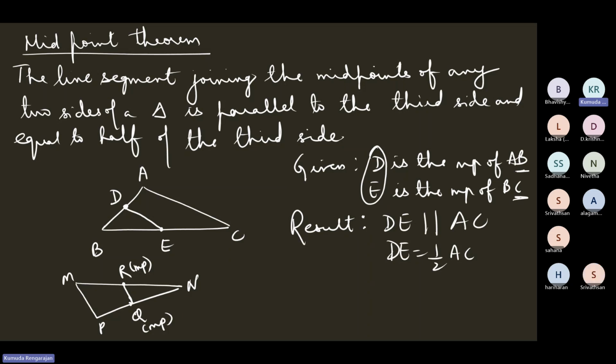Then the result is the line segment joining the midpoints. So R is the midpoint, Q is the midpoint. So RQ is the line segment joining the midpoints. So the result by the midpoint theorem is RQ is parallel to the third side MP, and RQ is equal to half the length of the third side MP. These are the results by the midpoint theorem. Make a note, children. Please write down.